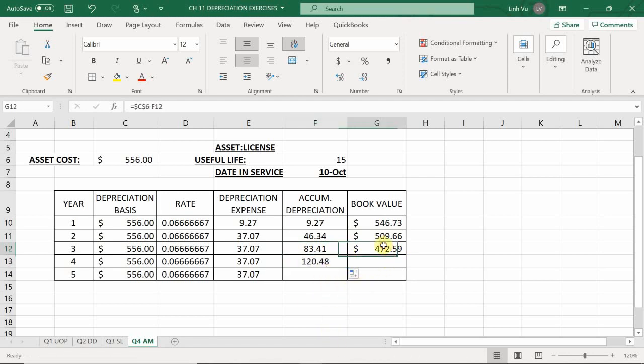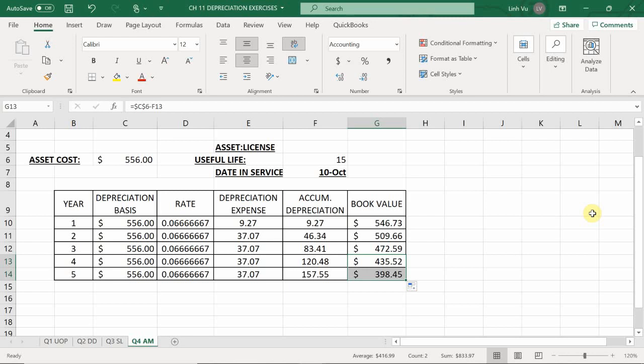All right. Again, for year 4, we're going to add 83 to 37 to give us a total of $120.48, which then brings my book value down to $435.52. Okay. Last but not least, we're going to add the 120 with the 37 to get you a total of 157, to give you a book value totaling $398.45. Okay.